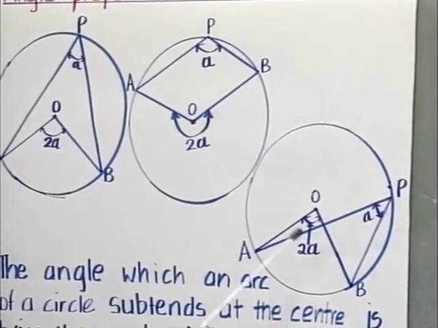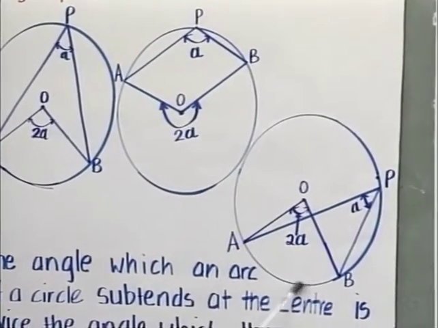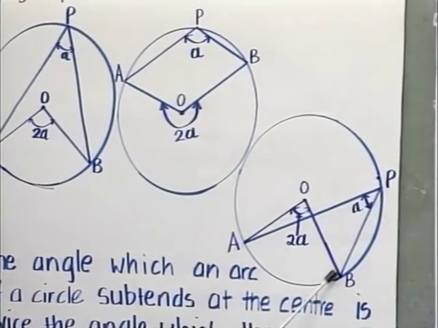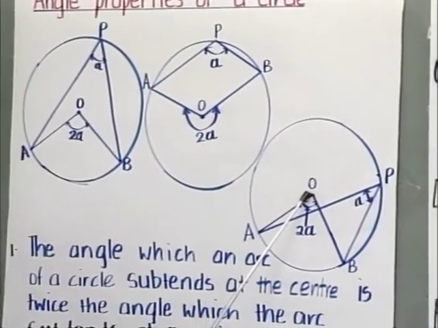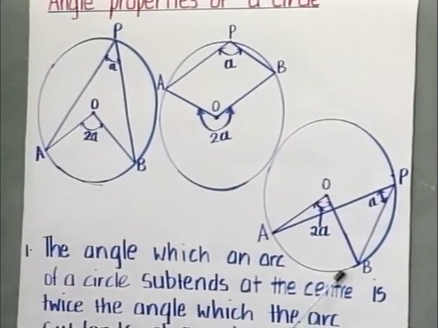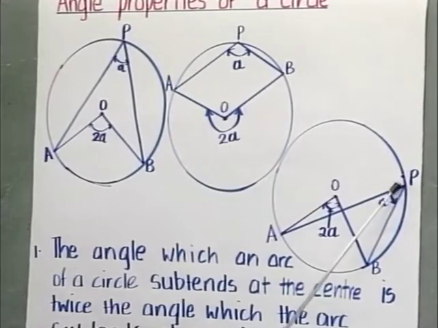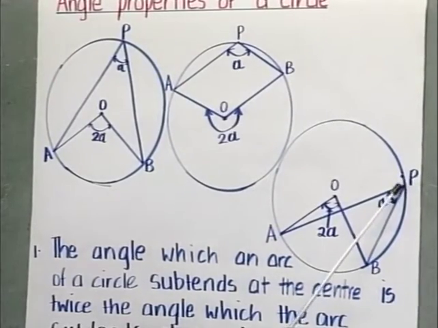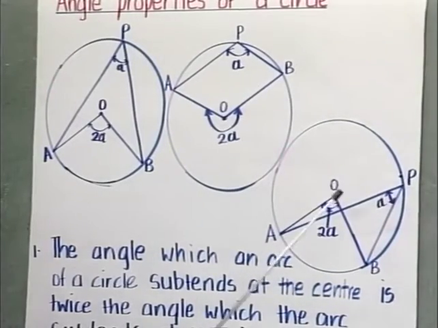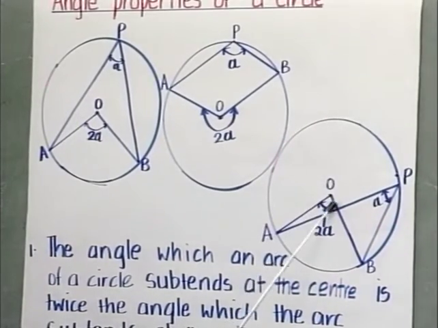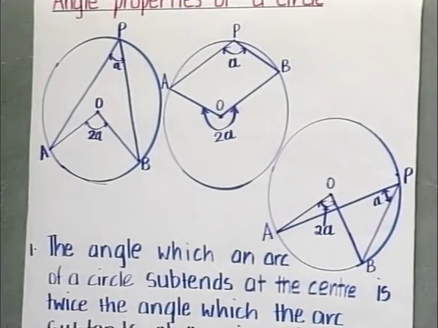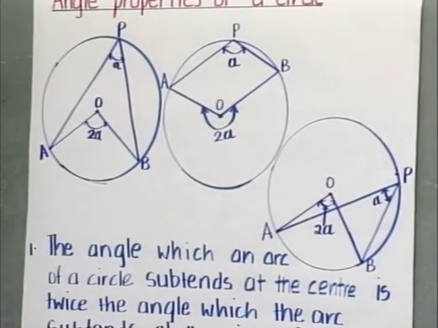And the third diagram here, this is the arc. Okay, it subtends this angle at the center marked O, and this same arc also subtends that angle at the circumference. So this angle will be half that angle there, and this angle at the center is twice that angle. Okay, so those are three cases there on the first property.